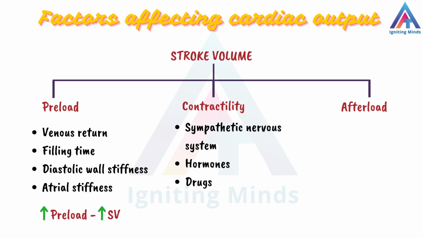Sympathetic activity is the most important and direct determinant of contractility. Hormones such as norepinephrine, epinephrine, thyroid hormones, and glucagon demonstrate positive inotropic effects. Drugs such as digitalis lower the heart rate and increase the strength of contraction. As with preload, when contractility increases, stroke volume too increases.